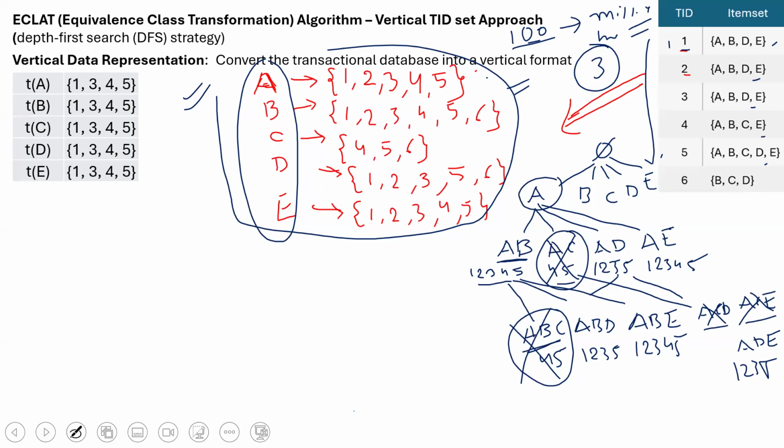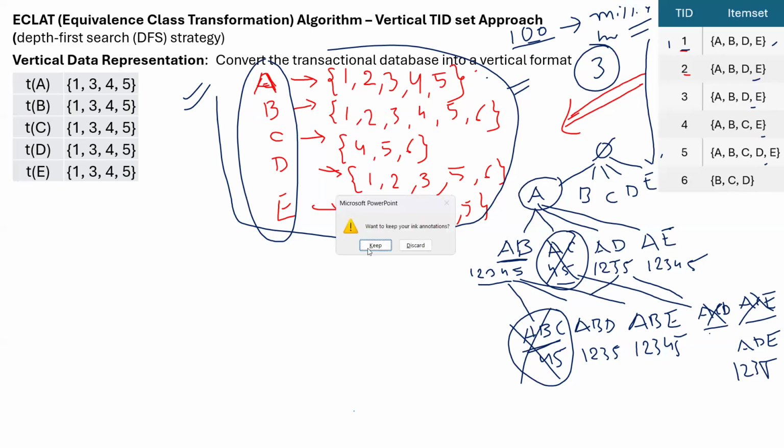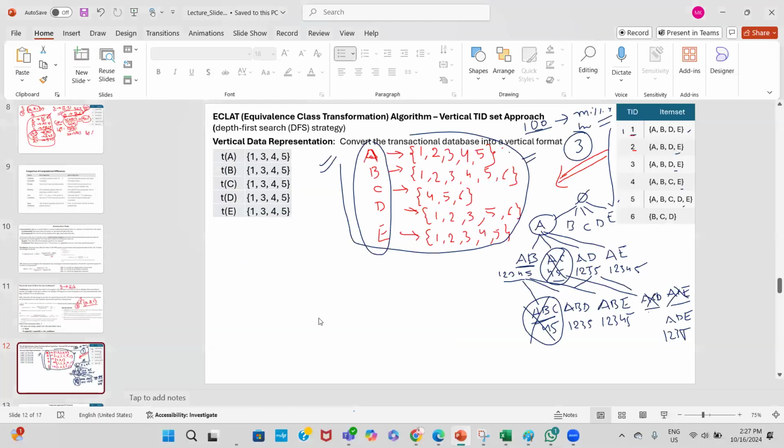Once this row is completed, let me extend this further for your understanding. This is not frequent, this is not frequent, this is not frequent. So now we got ABD, ABE, and ADE is also there. This becomes ABDE, right? The next step would be ABDE. Maybe I should have prepared a better slide, but let me retake a new slide so it would be easy.